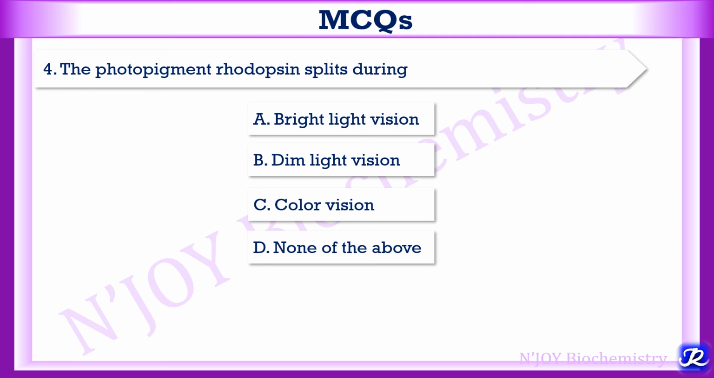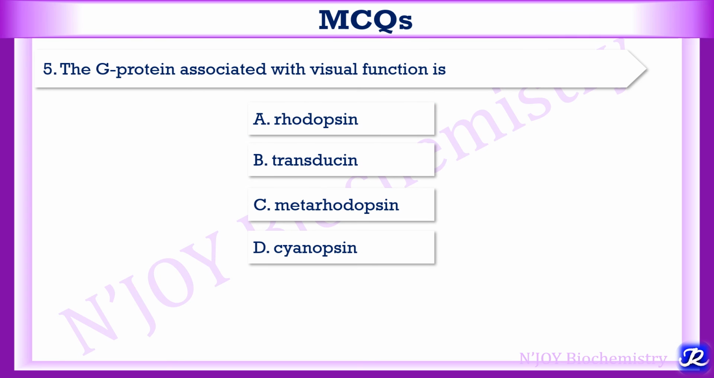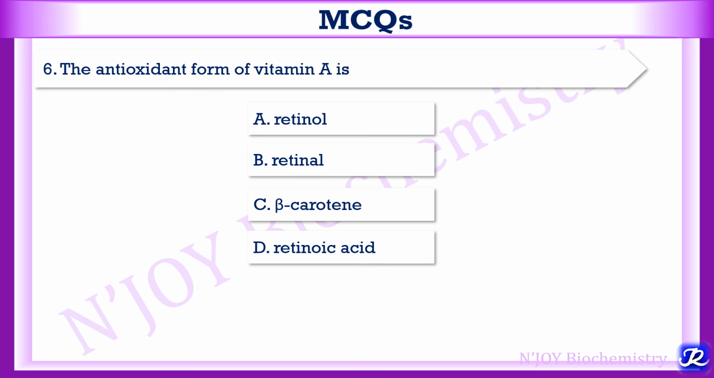The photopigment rhodopsin splits during: bright light vision, dim light vision, color vision or none of the above. We know that it splits during bright light vision. The G protein associated with the visual function is: rhodopsin, transducin, metarhodopsin or synopsin? Rhodopsin is not a G protein; it is a G protein coupled receptor. Transducin is the G protein. So here the answer is transducin. The antioxidant form of vitamin A is: retinol, retinal, beta carotene or retinoic acid? We know that it is beta carotene.